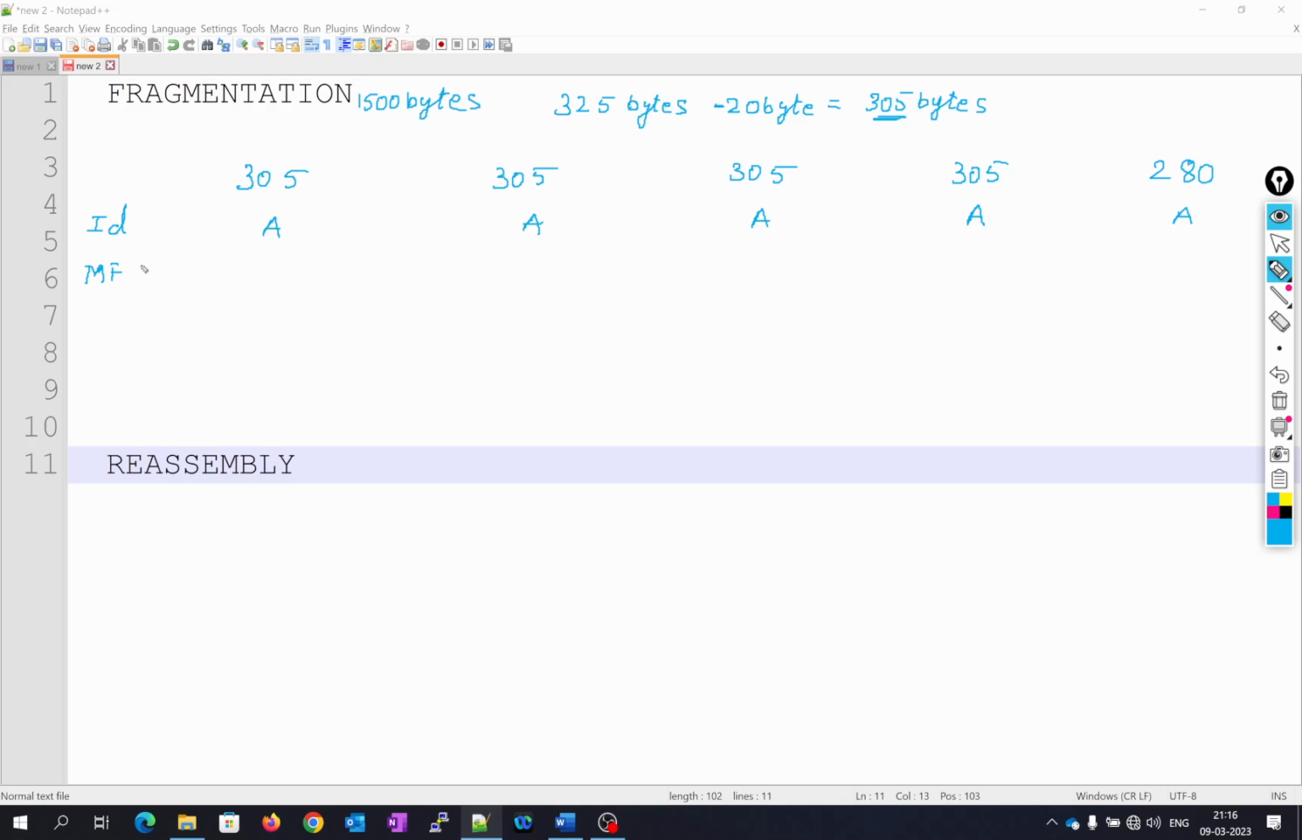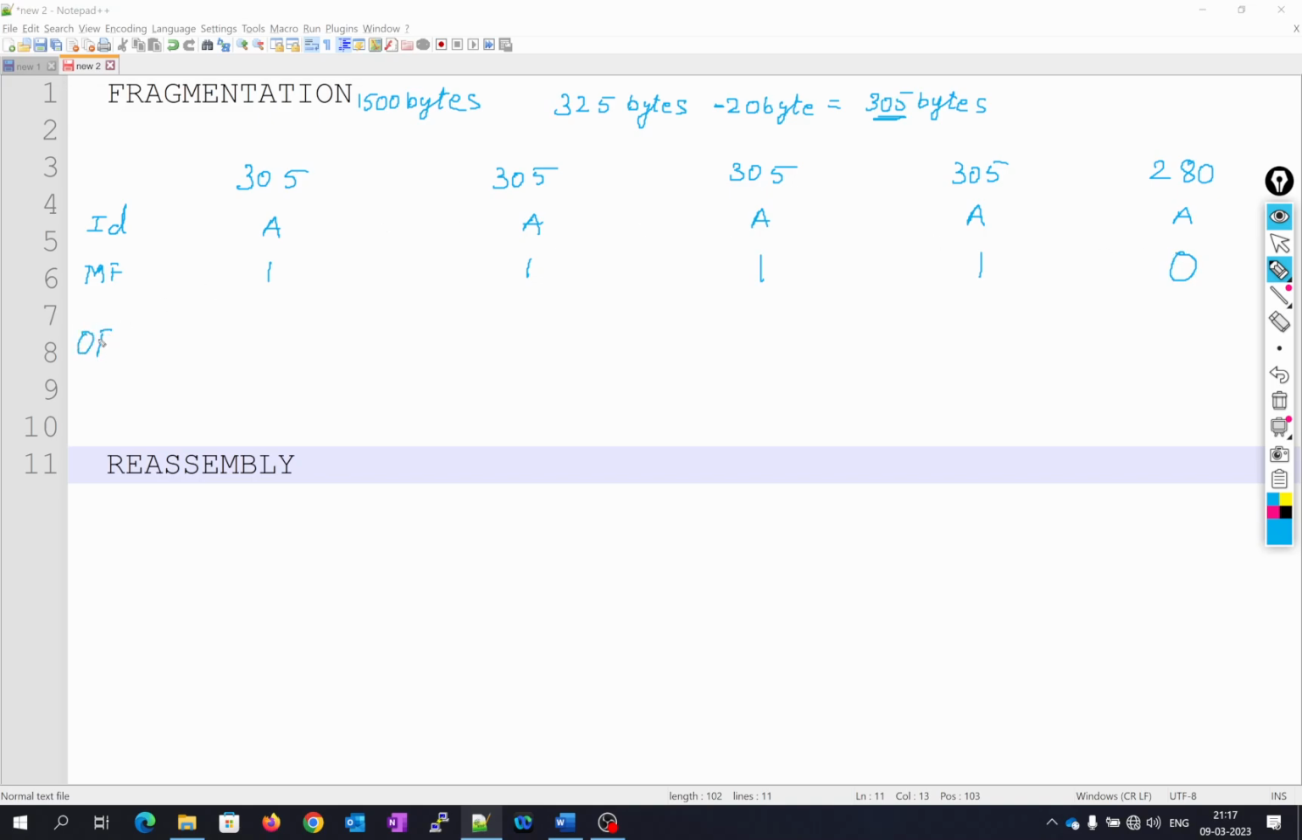So the first fragment here will say, do I have further fragments after me? Yes. The second fragment, do I have further fragments after me? Yes. Same goes for the third fragment. Same goes for the fourth fragment. The last fragment, it sees, do I have any other fragments after me? So, no. So that becomes 0.